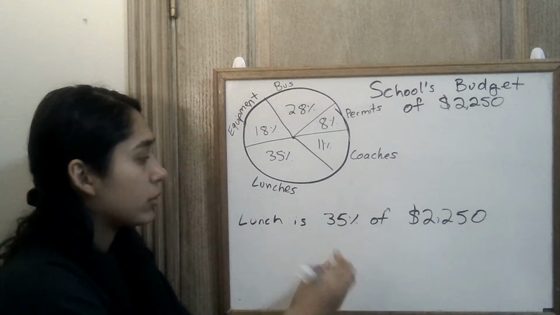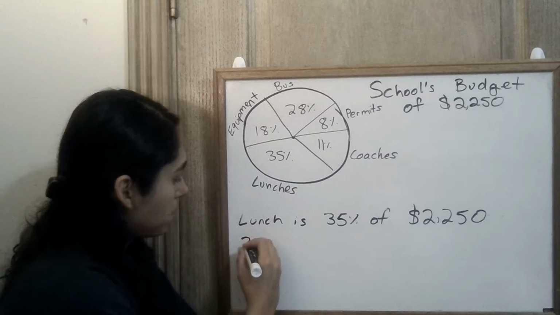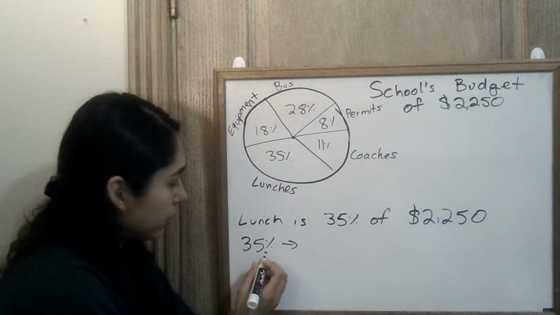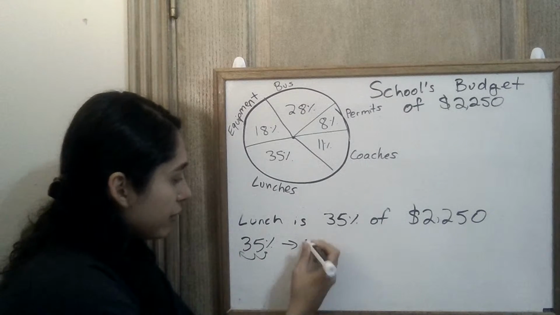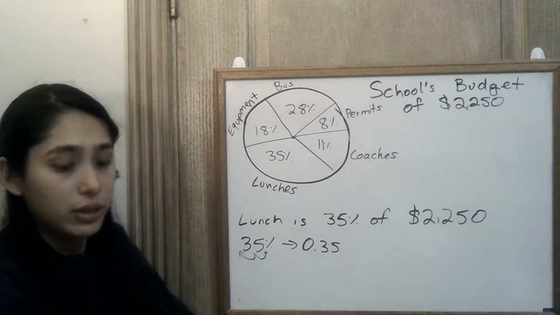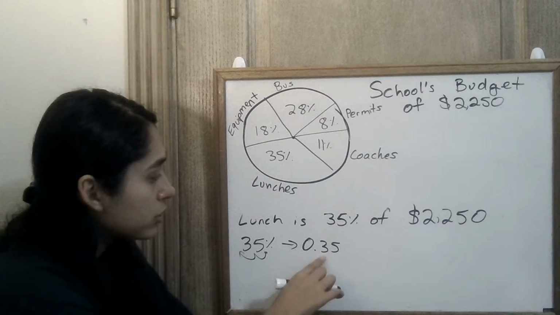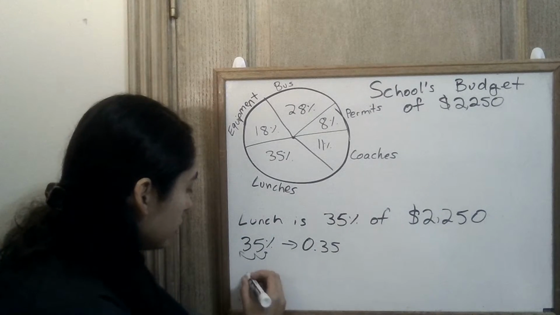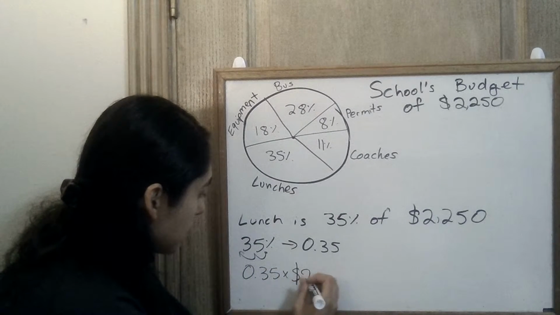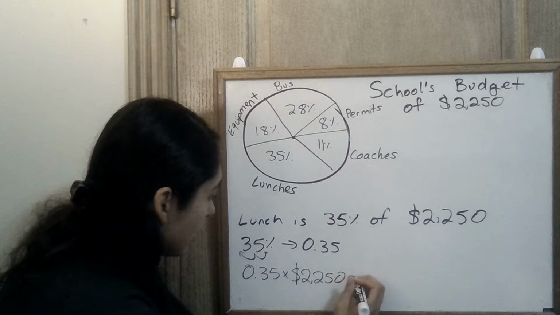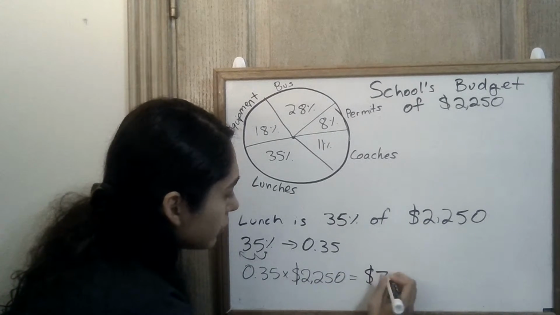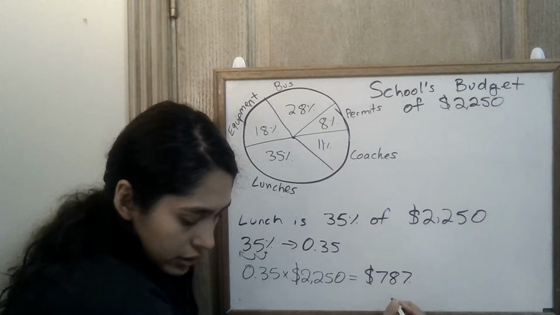I can just remember 35% is the same thing as this. Remember, invisible decimal place, move it 2 times to the left. Great, I can do math with this. I can just multiply this by that value. To go ahead and do that, then I end up with $787.50.